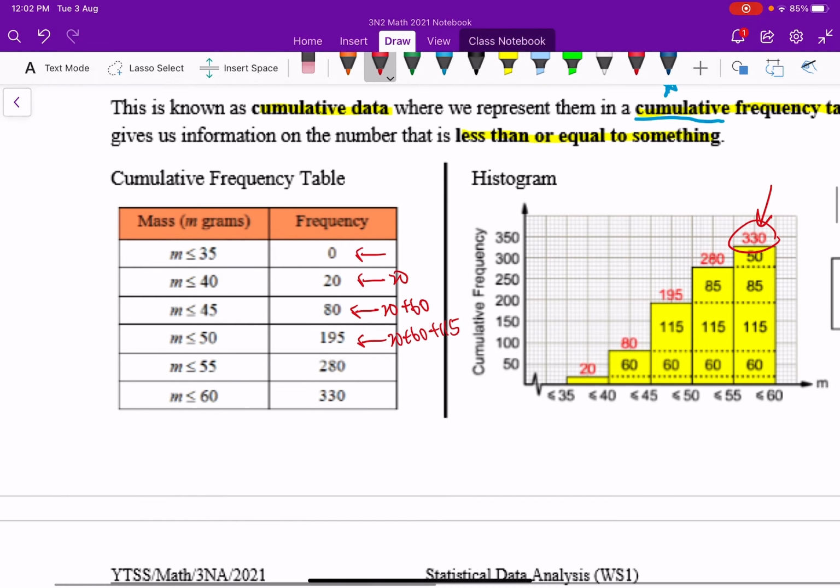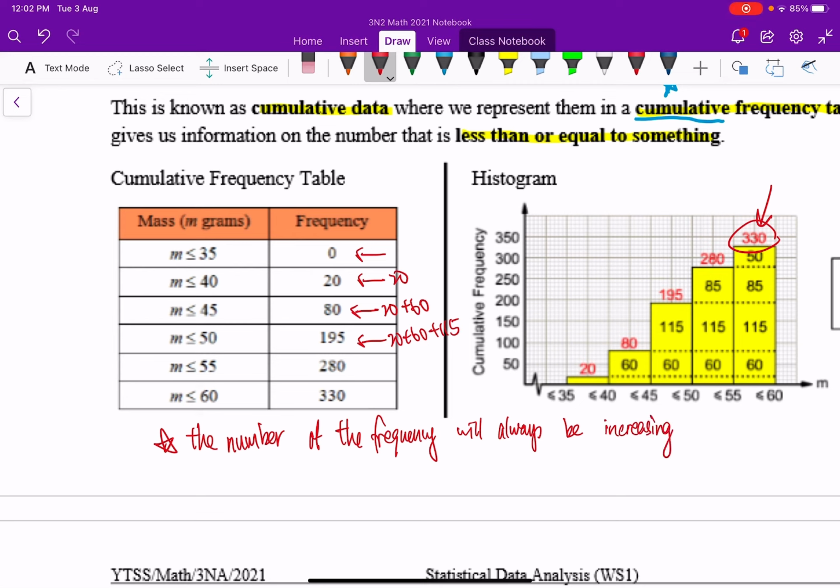Okay, so the key point is here, the number of the frequency will always be increasing, because you're always adding on and adding on. You can probably at some point add nothing. Okay, I repeat, you can probably at some point add nothing, but you cannot minus anything out because you'll keep on adding and adding, right? You can have one category that has nothing, 0, then okay, plus 0, but the next category we have to add something else.